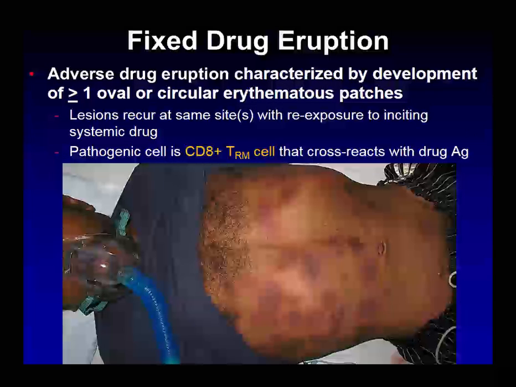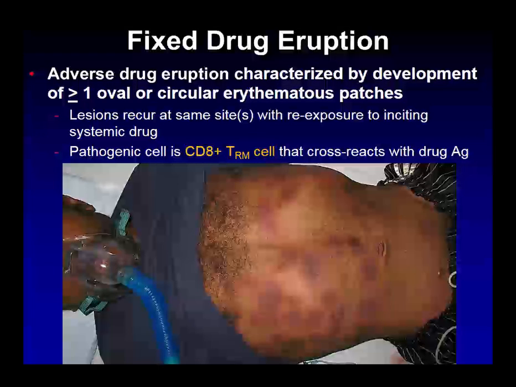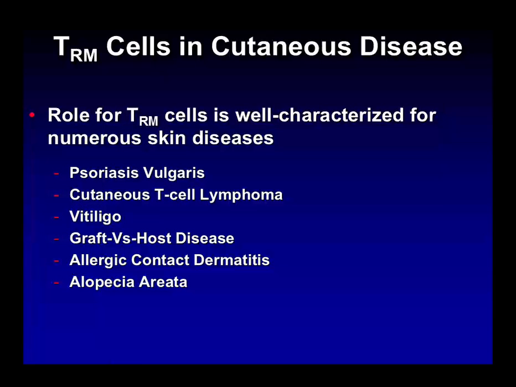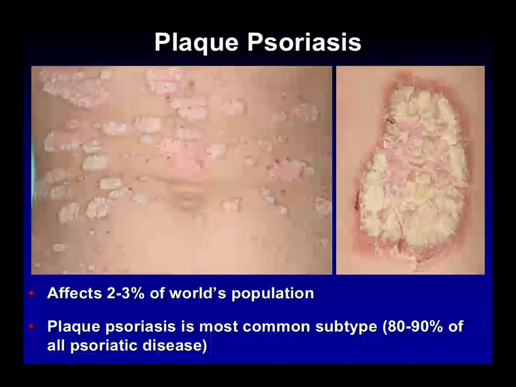There are enough cells in that certain location that they can become activated and produce interferon alpha and generate these lesions. And there are a number of other diseases where resident memory T cells are well known to play a pathogenic role. Some of them are listed here. We just want to take a few minutes to talk about two of them, psoriasis and cutaneous T-cell lymphoma.